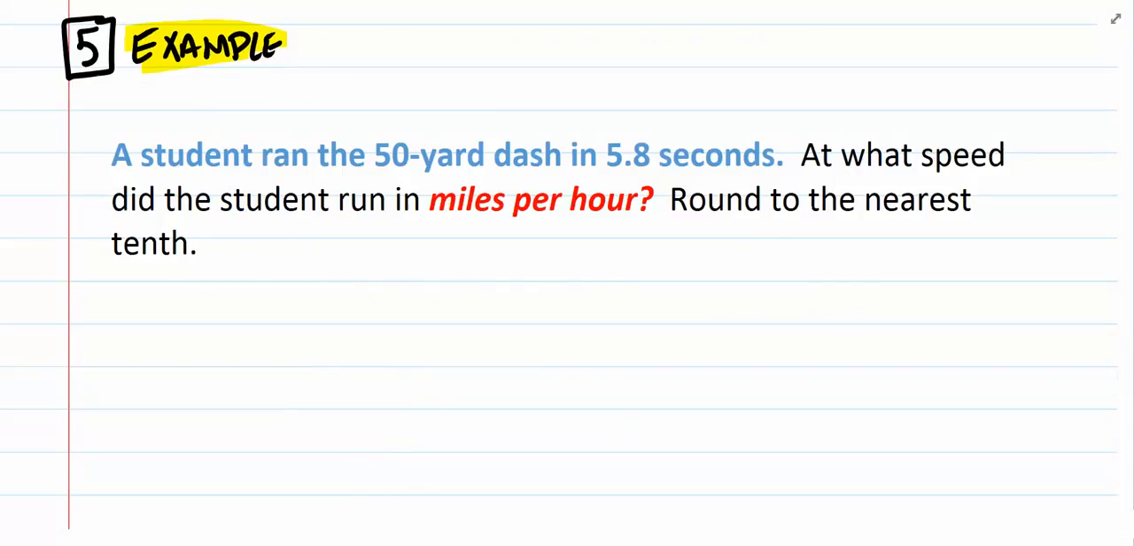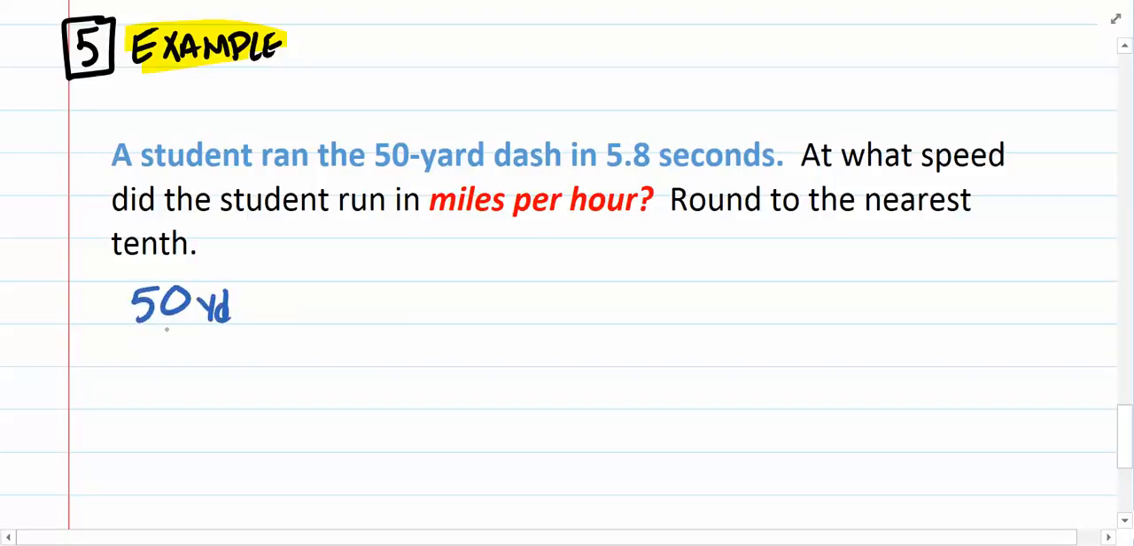Box number 5 is another example. A student ran the 50-yard dash in 5.8 seconds. At what speed did the student run in miles per hour, rounded to the nearest tenth? Okay, so here's what we know. We know that 50 yards was run in exactly 5.8 seconds.